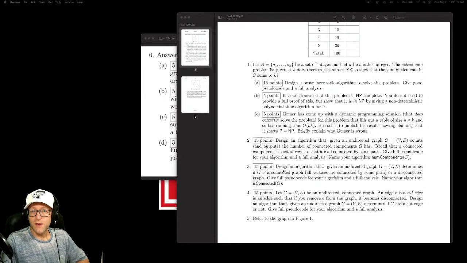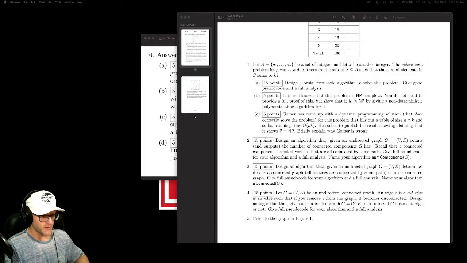Let A be a set of integers, and let K be another integer. The subset sum problem is, given A and K, does there exist a subset S of A such that the sum of elements in S sums to K? So let's design a brute force algorithm to solve this problem. We're going to give good pseudocode and a full analysis of it first.